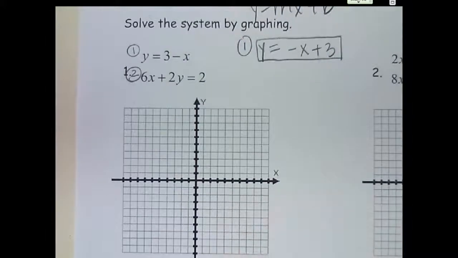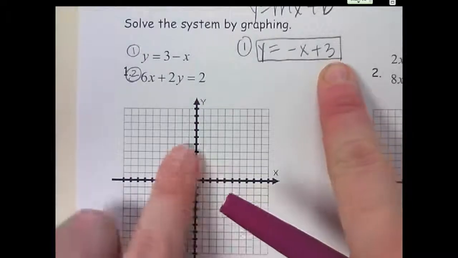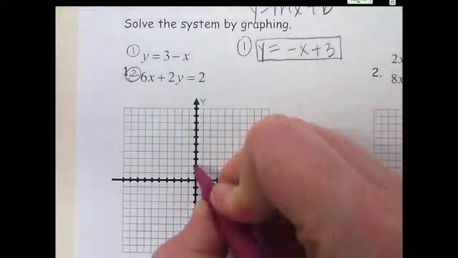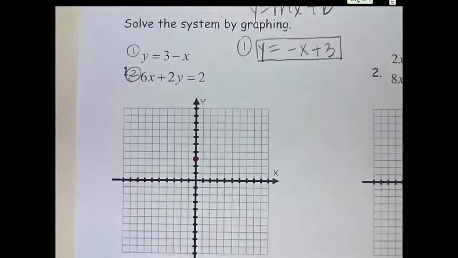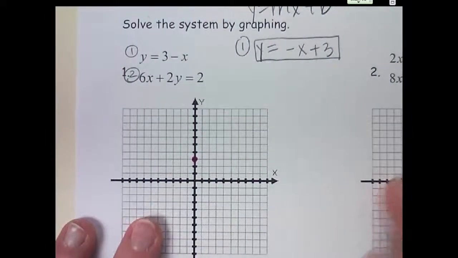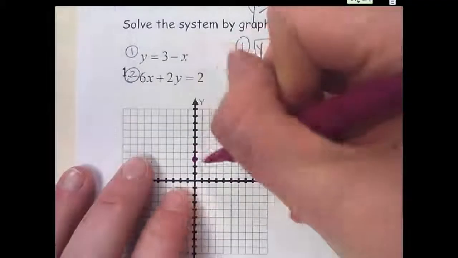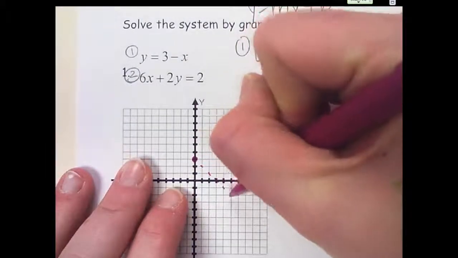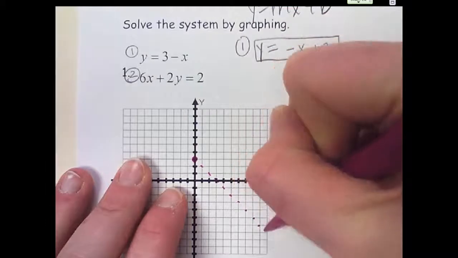Okay, so let's go ahead and graph that one. Where do I start when I'm graphing? 3 on which axis? X or y? The y. So positive 3 on the y-axis. And what's my slope? Negative 1 over 1. So I go down 1 over 1 each time.